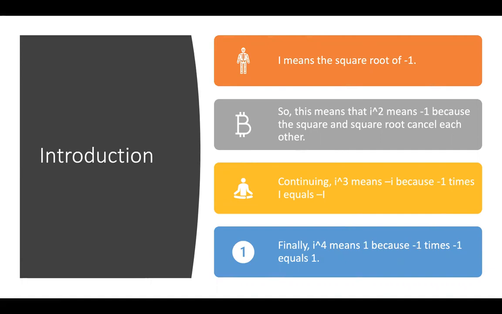Continue on with that. i to the third means -i, because you have -1, which is i squared, times i, because i to the power of 1 is just i, so that's -i. And then finally, you have i to the fourth, which means 1, because i to the fourth can be broken up into i squared and another i squared, which is -1 times -1, and that equals 1.